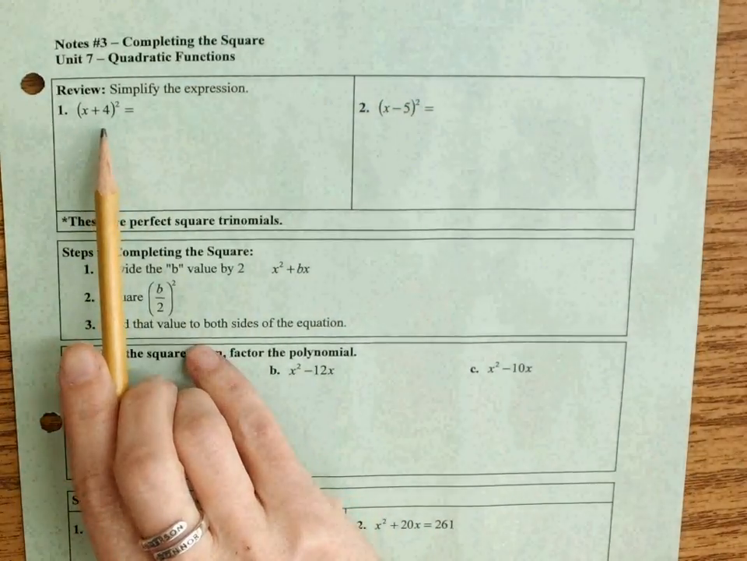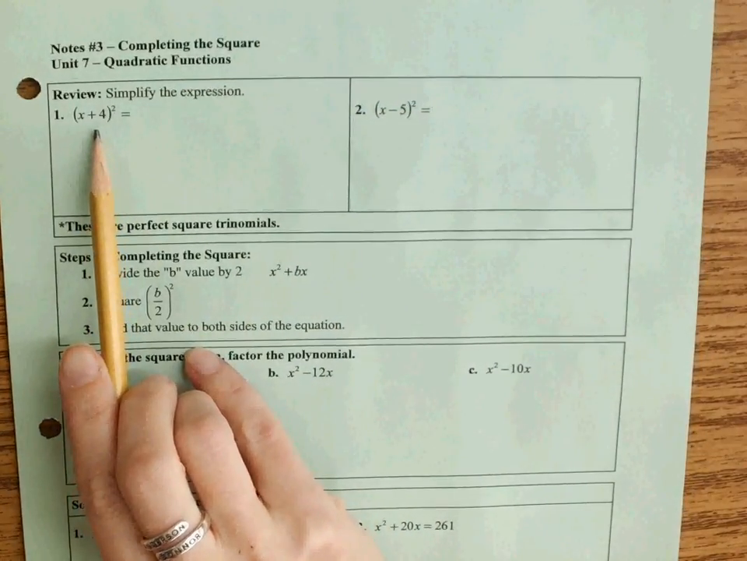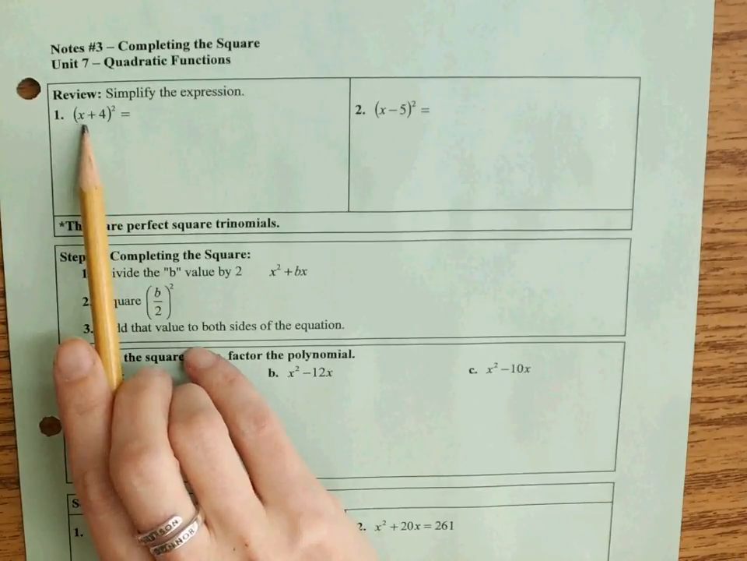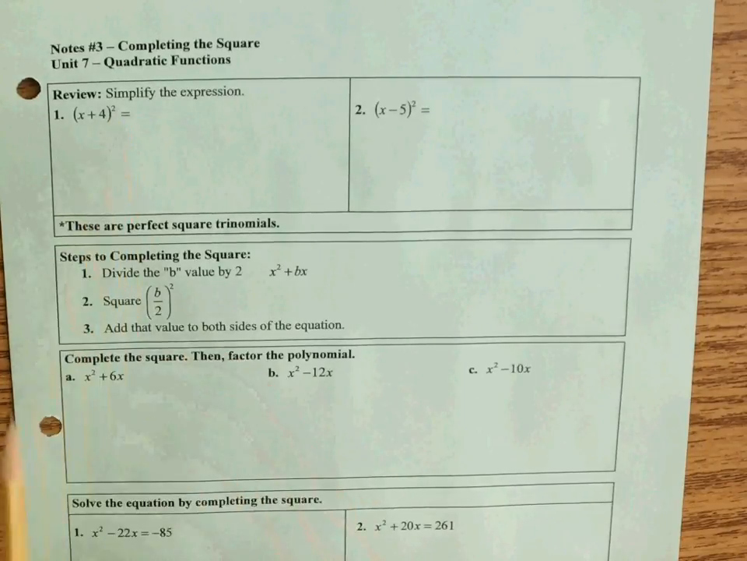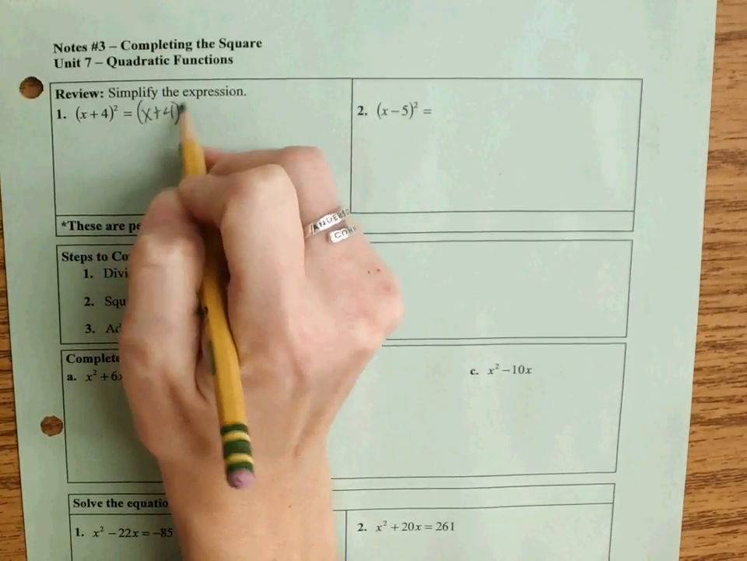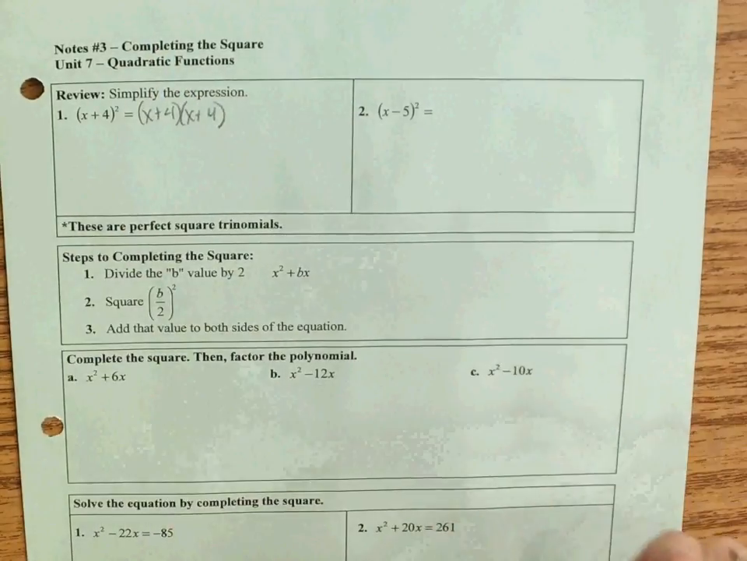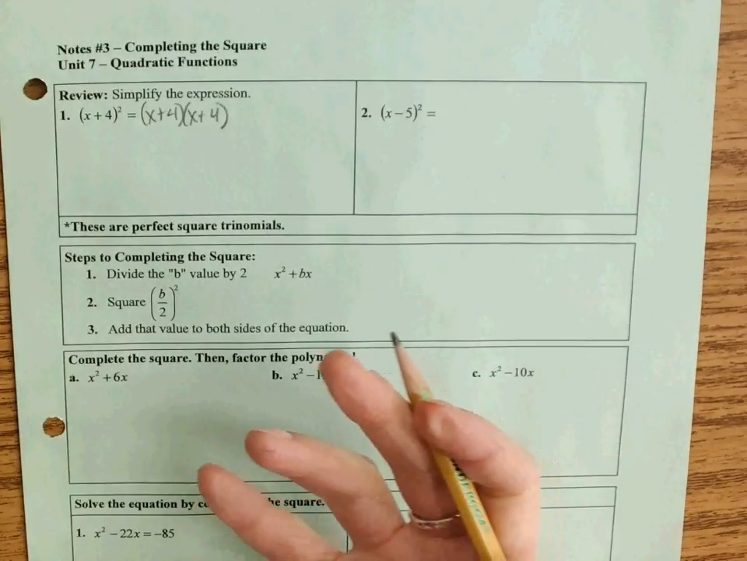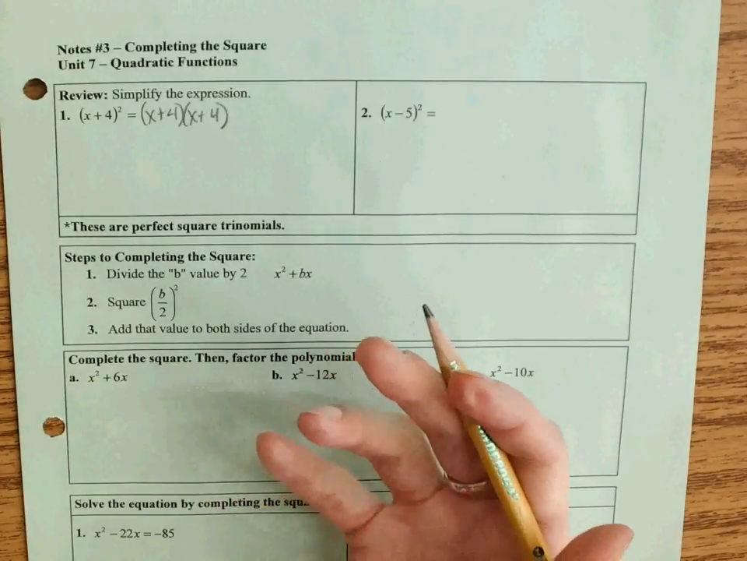So this is simplify the expression. Hopefully you remember this, where we have a quantity x plus 4 squared. What that really means is we have x plus 4 times x plus 4. And when I say simplify, that just means to multiply everything together.